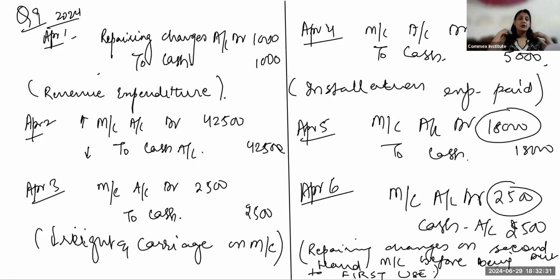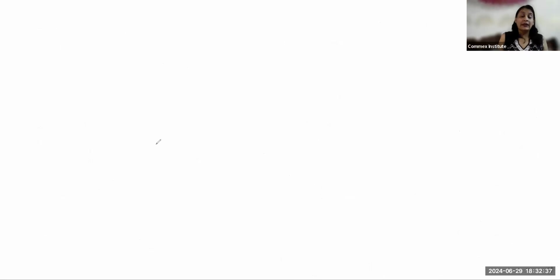Okay, so this is how you have to pass the entry, children. Be careful, children. Here such an entry will come, you will get confused and you will write installation wages paid on machinery. You will put wages account debit to cash. No, it'll be wrong. It'll be machinery account debit to cash.